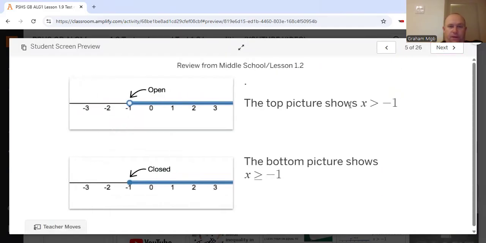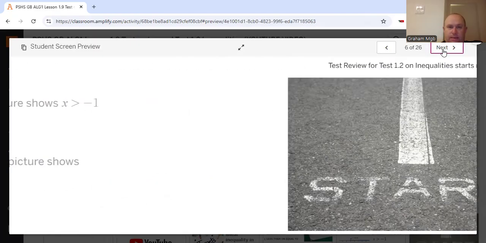And what that means for when we're graphing is if we have something that doesn't have an equal sign, like this top one, we're going to use an open circle. And if it does have an equal sign, then we're going to use the closed circle. And obviously the direction of the arrow determines the direction of the line that you're going to use as well.